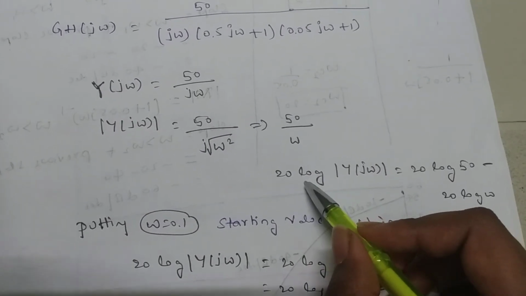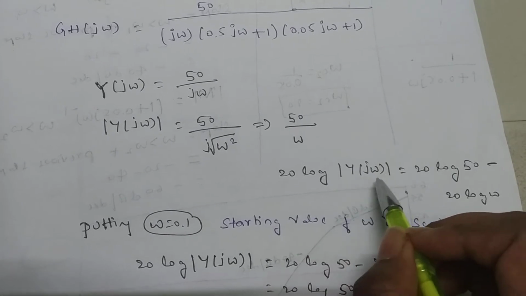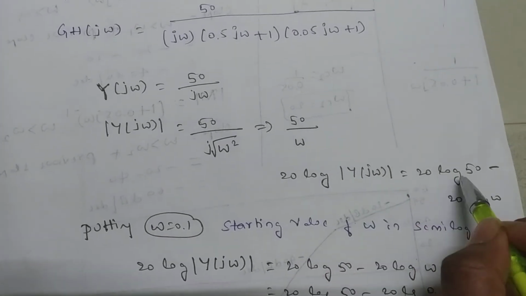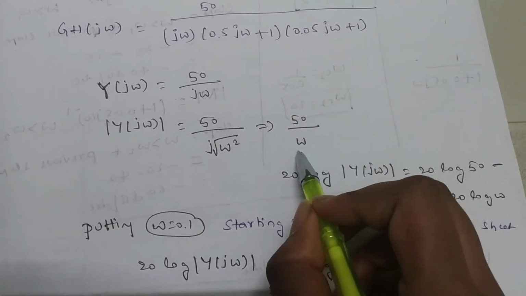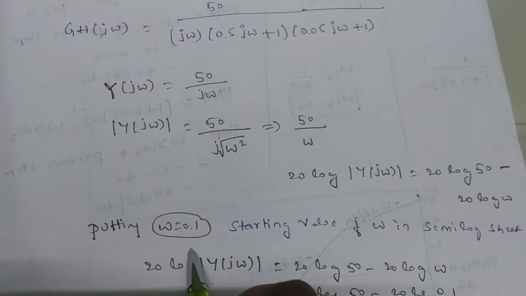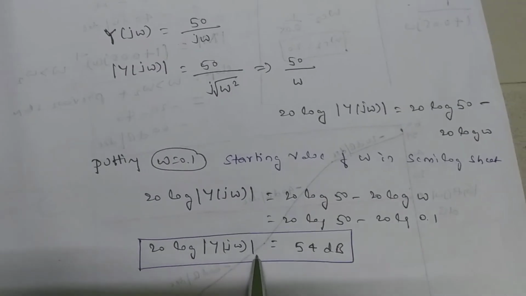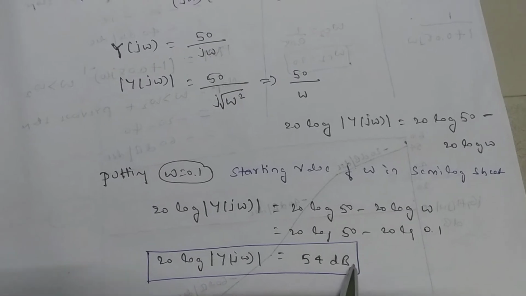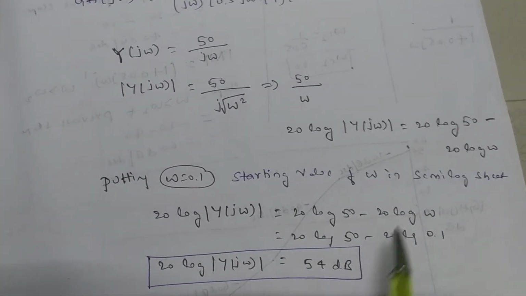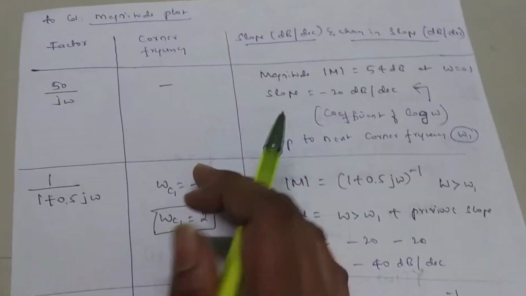So we equate 20 log of Y(j omega) equal to 20 log of 50 minus 20 log of omega, and we have taken omega as 0.1 here. So the answer is 20 log of magnitude of Y(j omega) equal to 54 dB. After this substitution, we got a value of 54 dB. After simplifying, we need to identify the magnitude value.